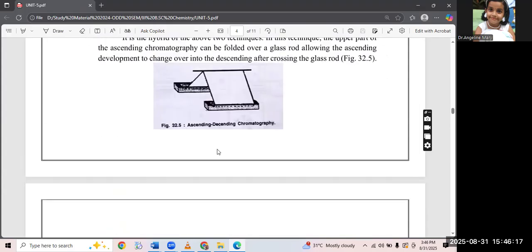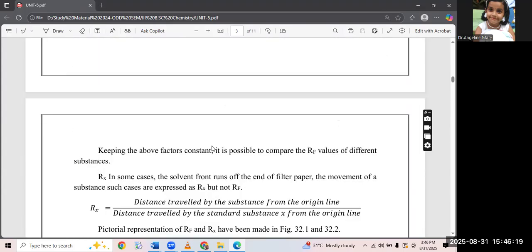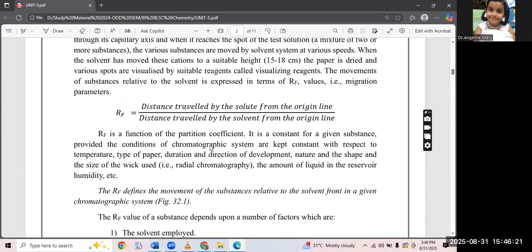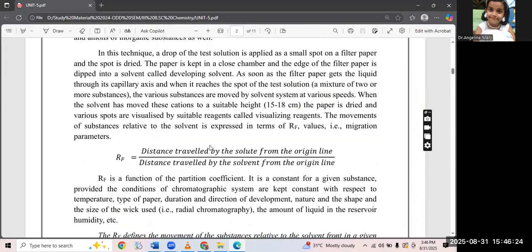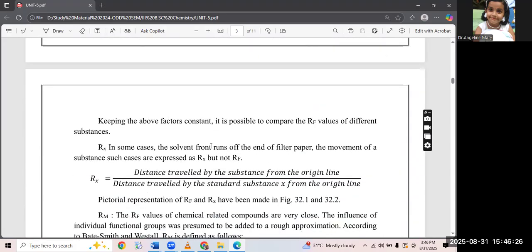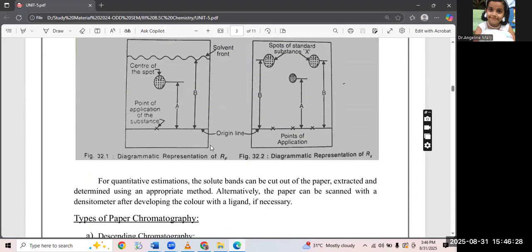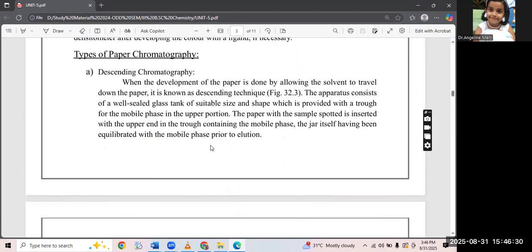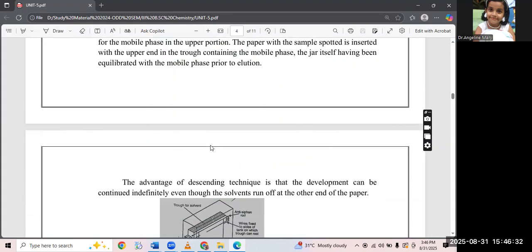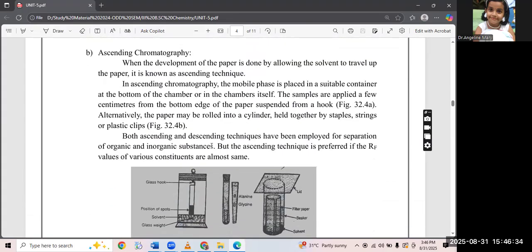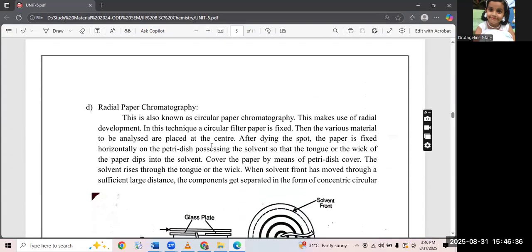So in today's session we have seen paper chromatography: what paper chromatography is, and the RF value as well as the RX value and the RM value. Then the types of paper chromatography: ascending chromatography, descending chromatography, ascending descending chromatography, and radial chromatography.